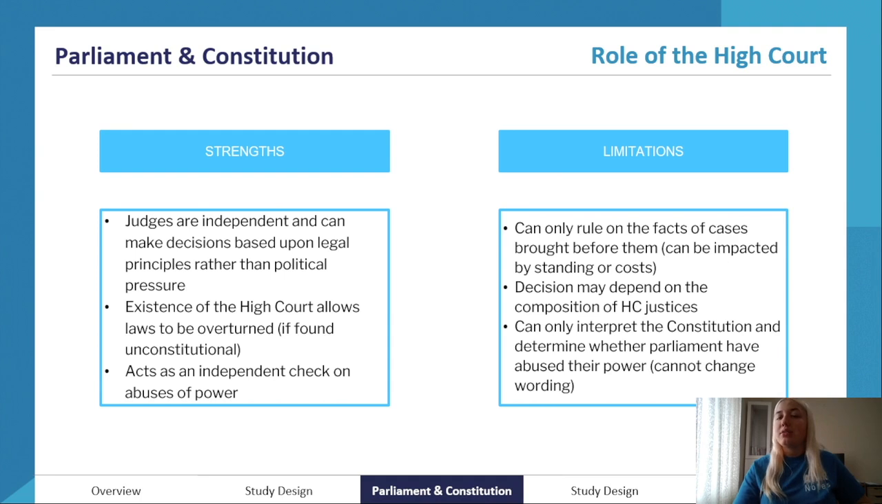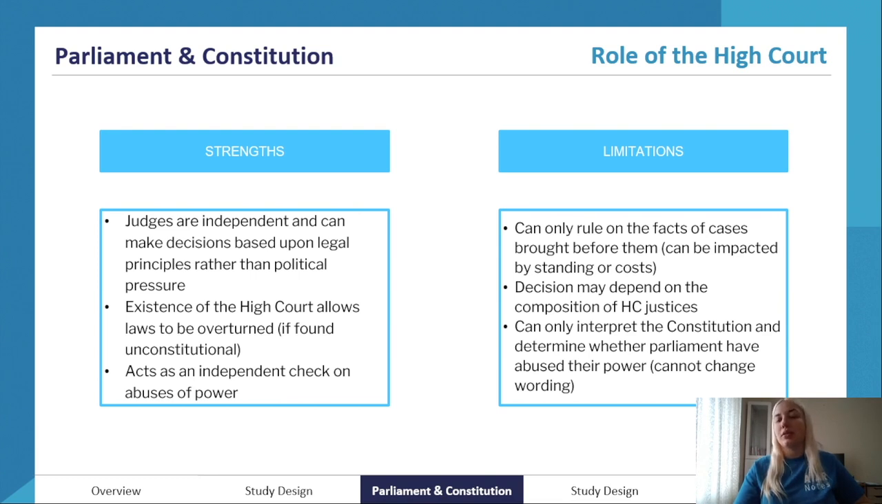Now, the limitations of the role of the High Court, they can only rule on the facts of cases brought before them. So this means that if people cannot afford the costs associated, or don't have time, or don't have standing, are not directly affected by an unconstitutional law, a dispute cannot come to the High Court, and unlawful laws will continue to operate until that dispute does come.